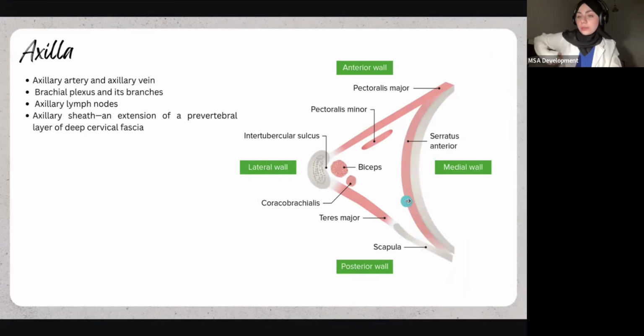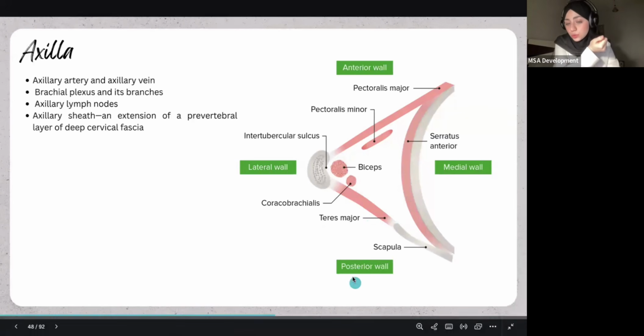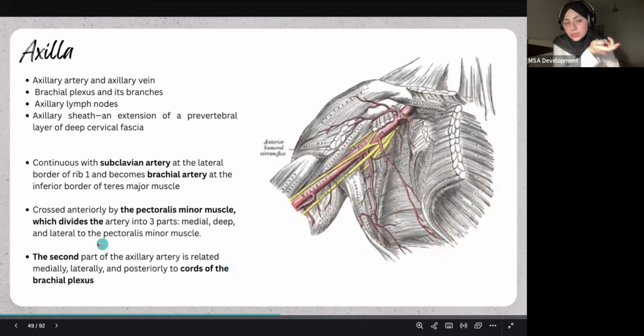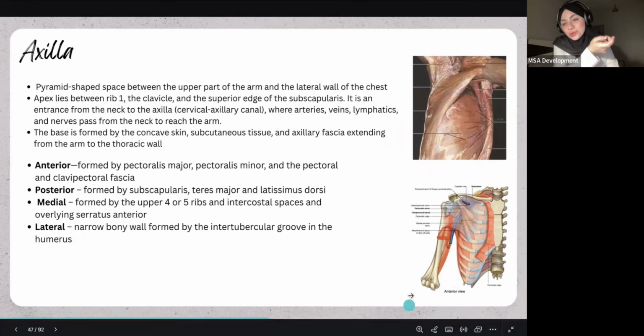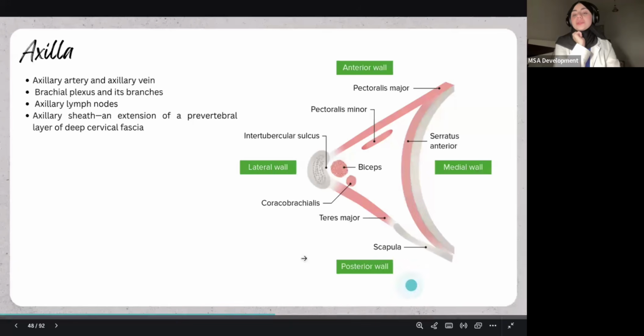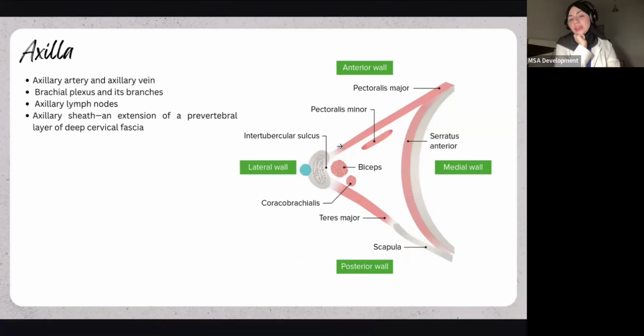Now, posteriorly, what's coming in? The wings from under. That's going to be my latissimus dorsi alongside my teres major. Am I missing a muscle? I feel like I am. Yeah, the subscapularis posteriorly. There we go. Teres major and latissimus dorsi. But this is very simplified. And then we have the lateral wall, which is just the intertubercular sulcus. That's basically the humerus as the lateral wall.